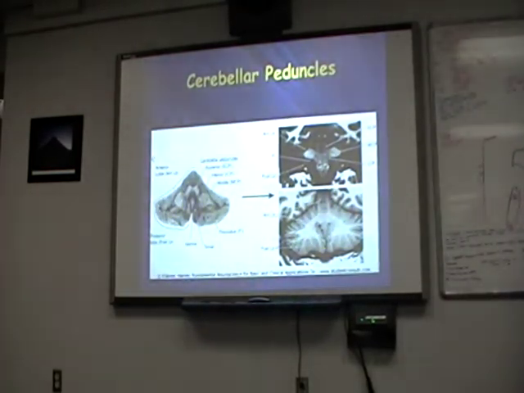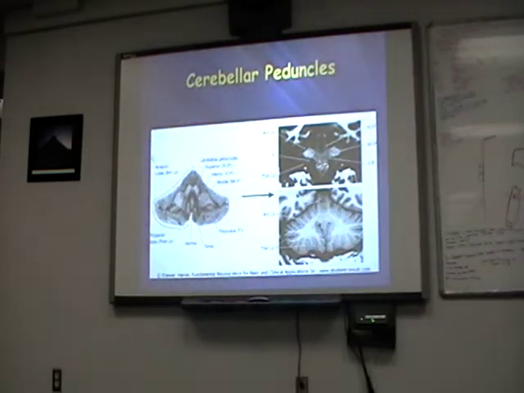And then again, we've got our three cerebellar peduncles. We have our superior cerebellar peduncles. This is a cross section where we've cut the cerebellum off of the brainstem. So here's our superior cerebellar peduncles. Here's our middle cerebellar peduncles. They're huge, huge, huge. And then our inferior cerebellar peduncles.